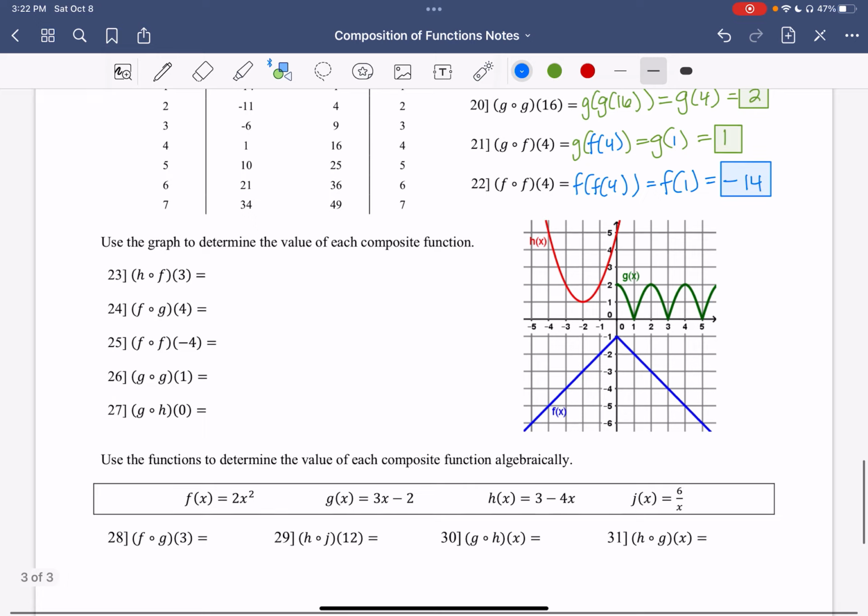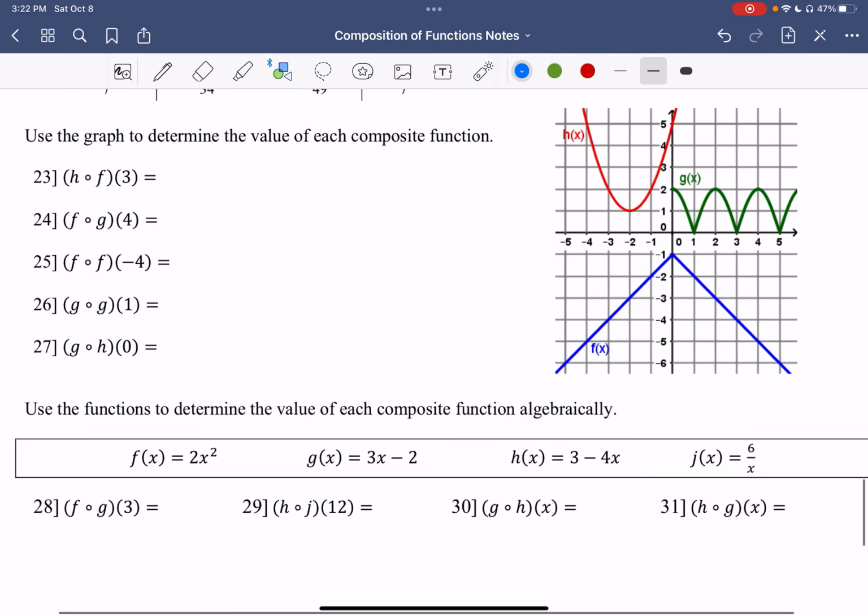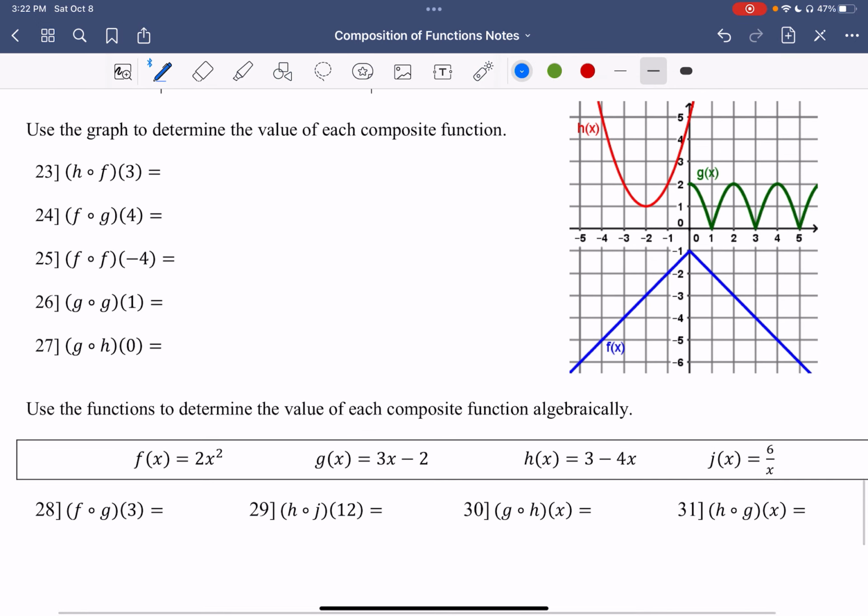Okay, so you get 21, 2, 1, and negative 14. So it's the same thing as doing it on the graph. So let's practice the graph one some more. So we have h of f of 3. So you start with the inside, go to where x equals 3. You're going to go down to the blue line, and the y value is negative 4. So now you have h of negative 4. That's the new x value. So you go to where x is negative 4, and you're going to go up to the red line, which is that positive 5.